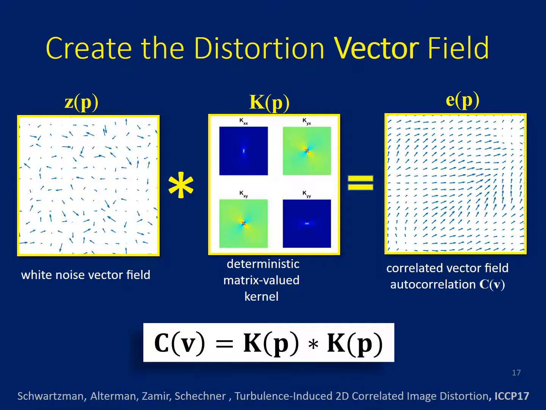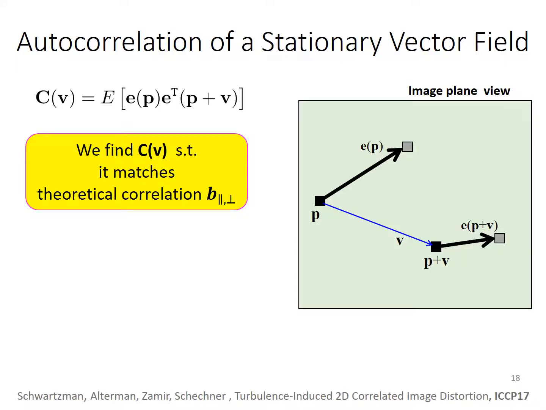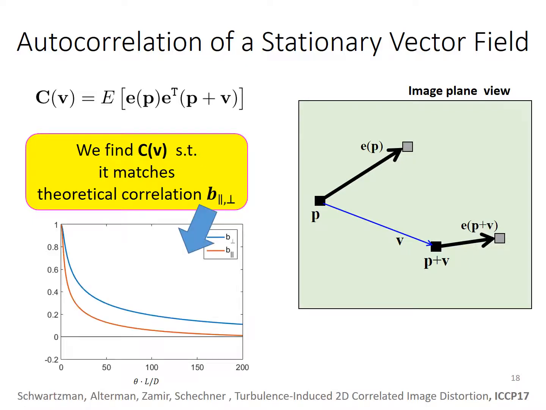This generalizes to vector fields. To create a correlated vector field, we need to convolve a white noise vector field with a matrix-valued kernel. Here again, this matrix-valued kernel is directly related to a matrix-valued covariance function. We wish to find a correlation function C such that the induced parallel and perpendicular autocorrelation functions match the theoretical B.